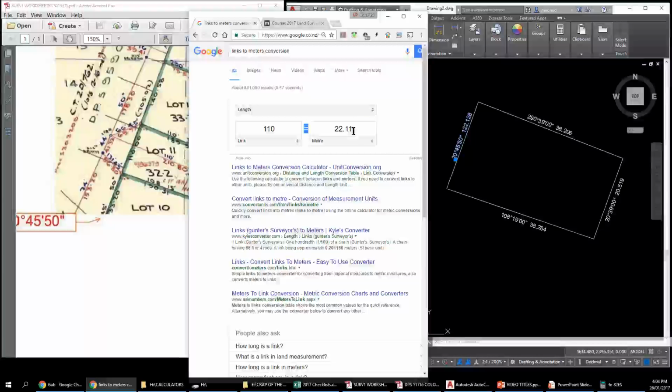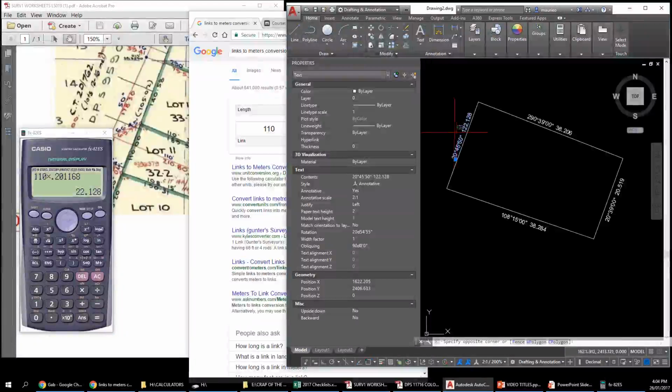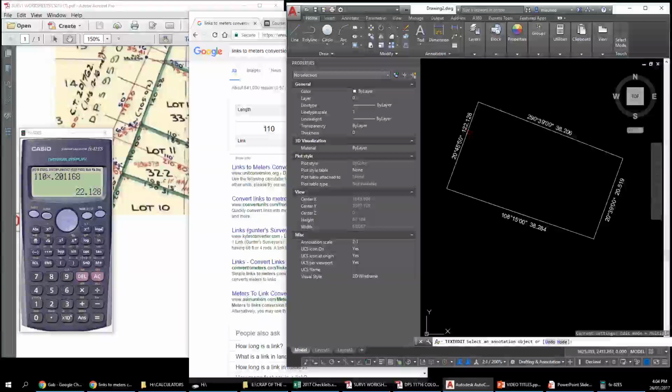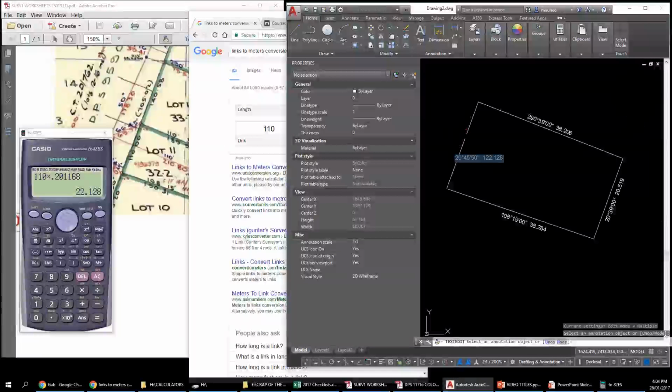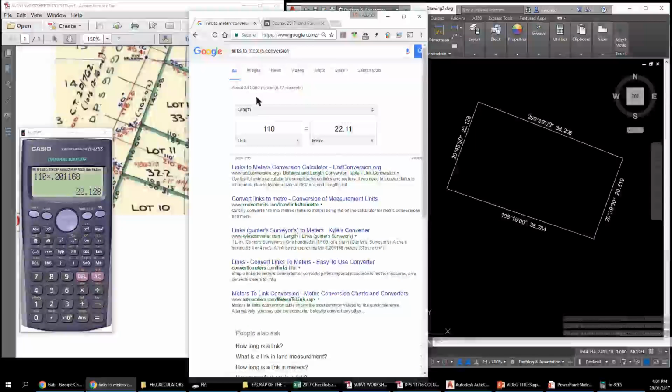110 equals 122.11. Oh, that's not right there. Where's my calculator? 122.128. Oh, yeah, must just fix that. Oops. That didn't come out so good. 122.128. That's better.